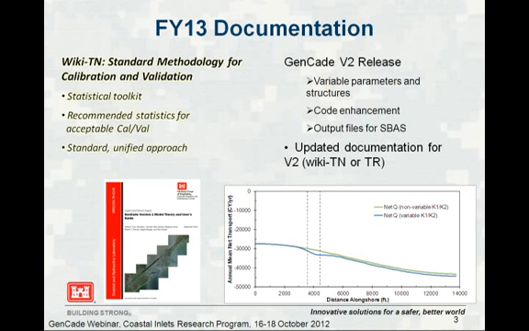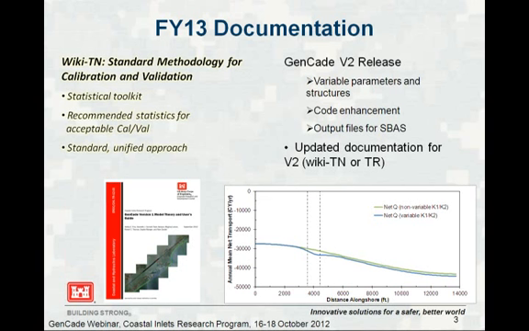And the last thing is that with our Gencade version 2, we will release that this FY, most likely next summer. And that will include variable parameters and structures, the output files for SBAS, as well as code enhancement. With code enhancement, in version 1, release 3, we do have improvements in the code, which are already there. Those will continue on in version 2 of Gencade. We haven't decided yet if cross-shore transport will be available in our version 2 release.